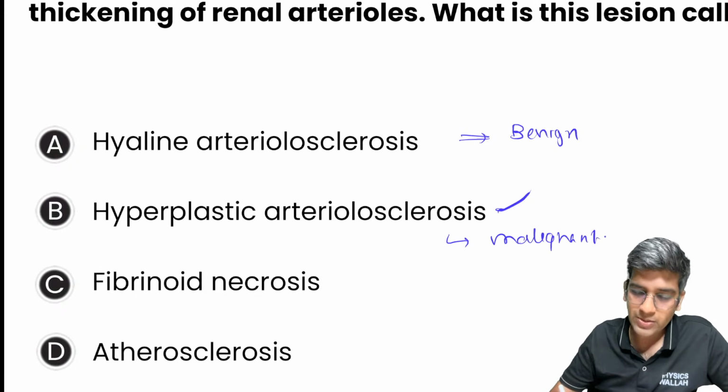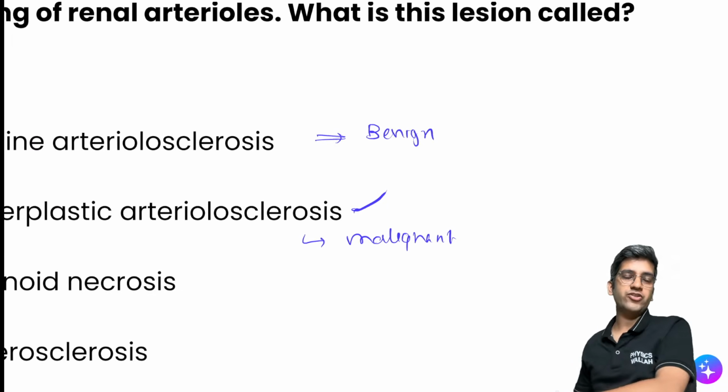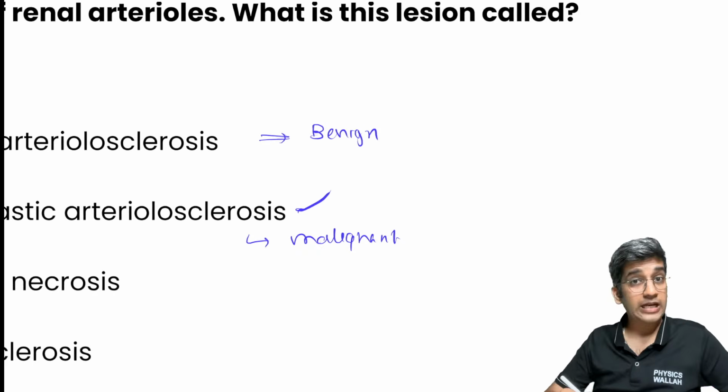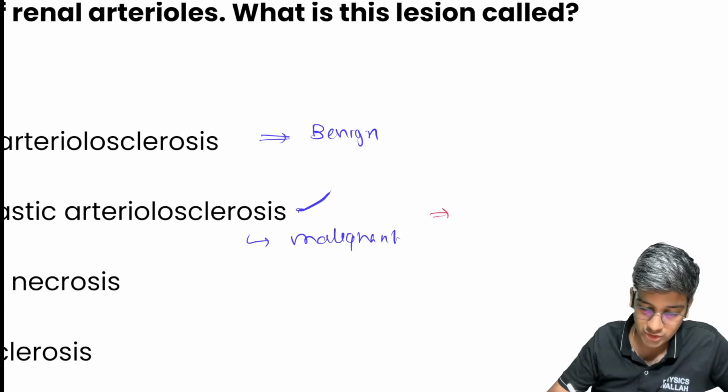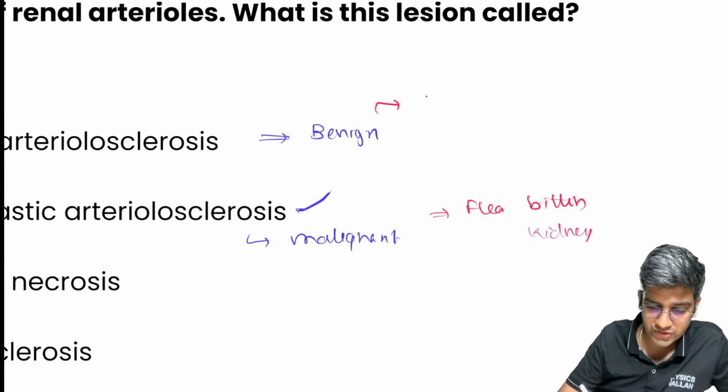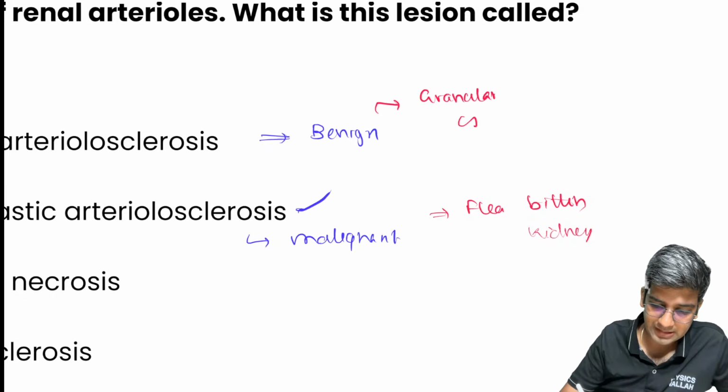Okay. Can anyone tell me what's the gross finding in benign and malignant hypertension? The gross finding in malignant hypertension, which has been asked before, I am sure you will remember this. Flea-bitten kidney. And gross for benign hypertension is granular contracted kidney. Again, don't try to memorize them.